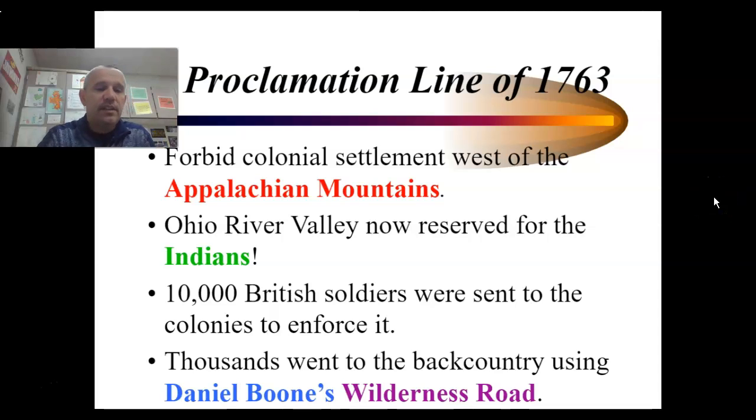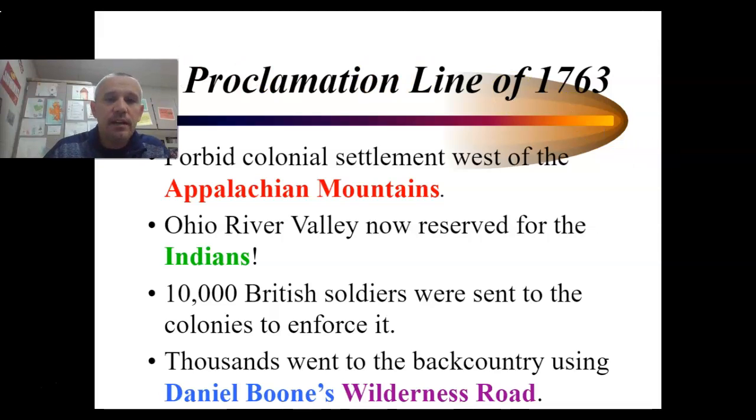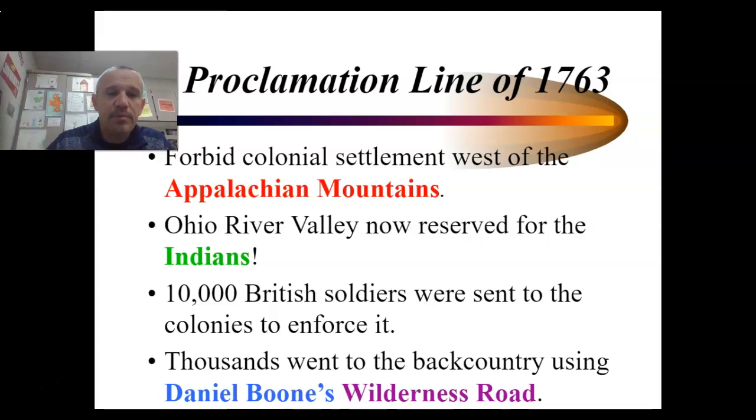The Proclamation Line of 1763. The Proclamation Line forbade colonial settlement. This is number 6 on your list. It forbade colonial settlement west of the Appalachian Mountains. So that Ohio River Valley that the colonists had just fought long and hard for is now being reserved for the Indians. Great Britain sent over 10,000 soldiers to try to enforce this law. And of course, we had thousands that began ignoring it, many of them using Daniel Boone's Wilderness Road.